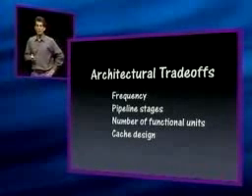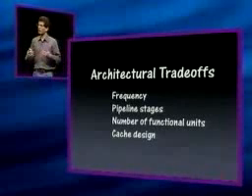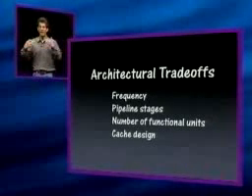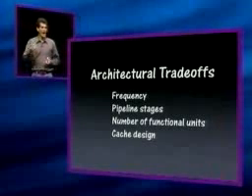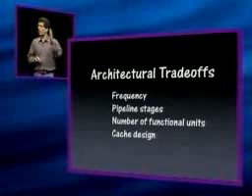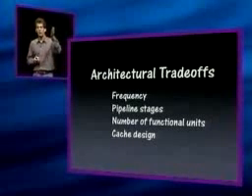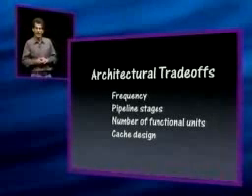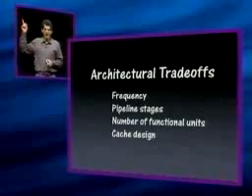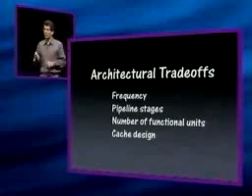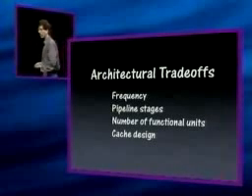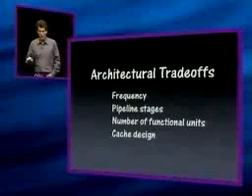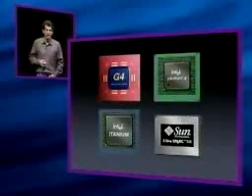Then there's a number of functional units. The more functional units you have, the more parallelism you can have. That's how many instructions you can execute every cycle. And the cache design. Whether you have a level 1, or the size of the level 1, size of the level 2, and if you have one, the level 3 cache. So all of these factors play into what the performance of the processor is, not just frequency.